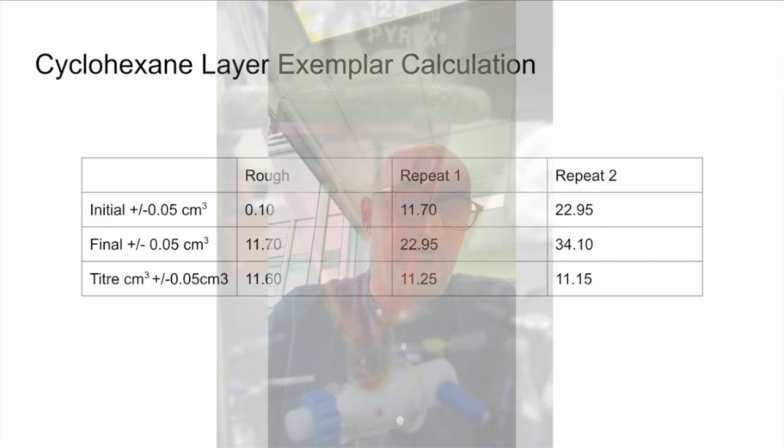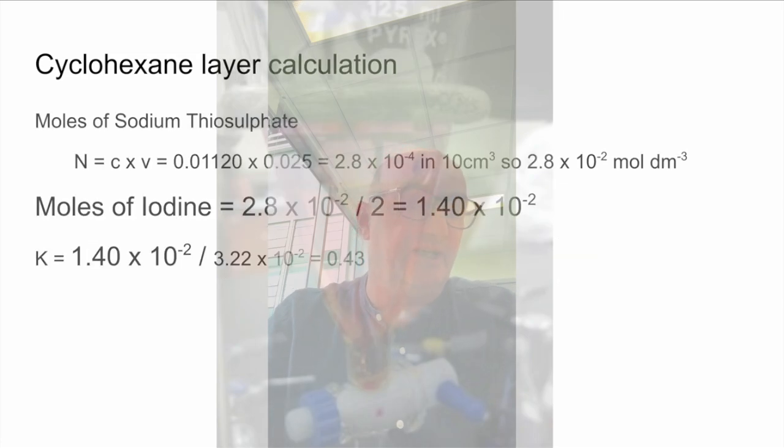For the cyclohexane layer, the table looks the same. Remember, the concentration was different for the cyclohexane. We have C times V, concentration 0.025, not 0.05 now, and it's 0.0112 with the mean of my 2 concordant results. Again, that's in 10 cm³, so we halve it, and we go from 10⁻⁴ to 10⁻². We then just do products over reactants. So we've got our 1.4 × 10⁻² for the cyclohexane layer, divided by the 3.22 × 10⁻² for the aqueous layer. I get an answer of K being 0.43.